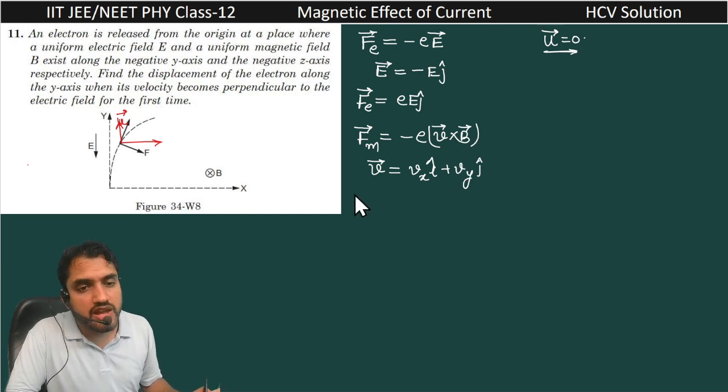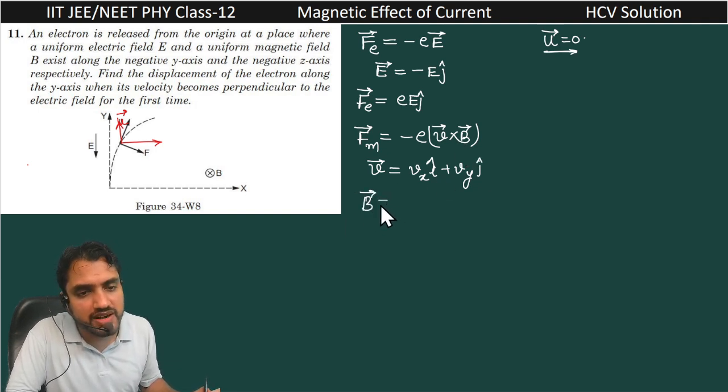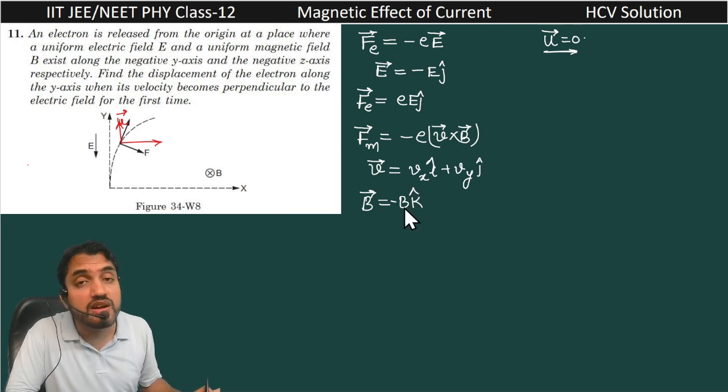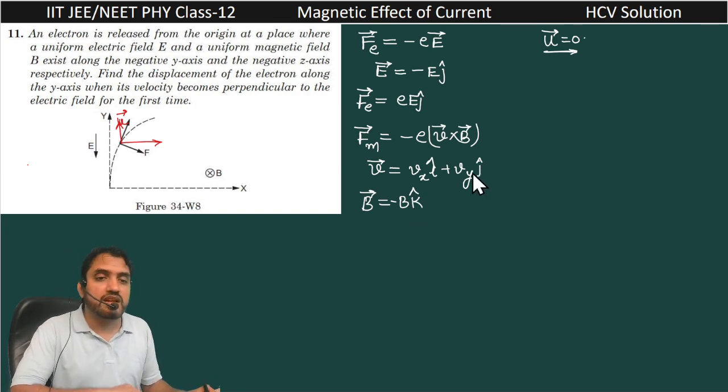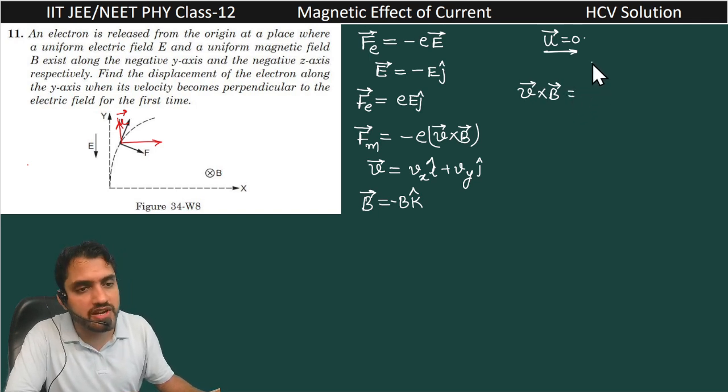So this velocity vector can be written as vx i cap plus vy j cap, because we want to find the magnetic force, and this magnetic force is perpendicular to the velocity vector. The magnetic field is in the negative z direction, so the direction of this magnetic force will continuously change. Now, to find this magnetic force, you have to do the cross product of velocity and magnetic field. So this magnetic field B vector can be written as minus B k cap, because it is along the negative z axis.